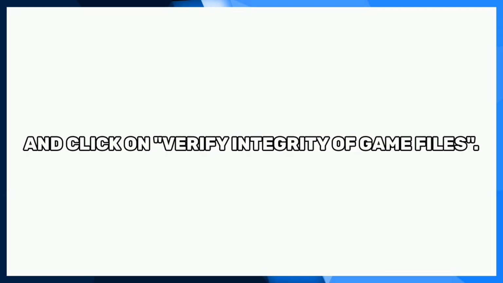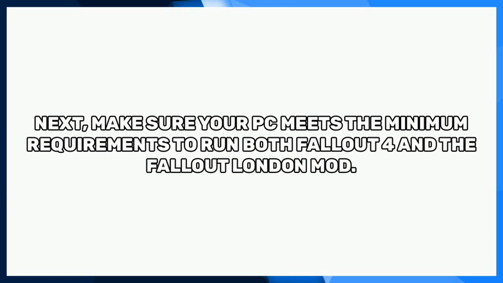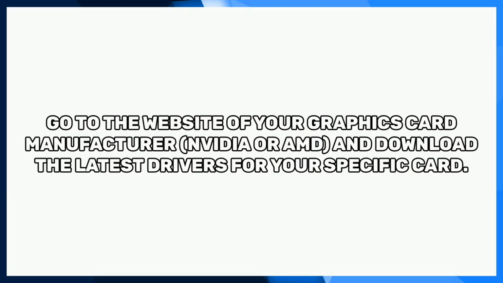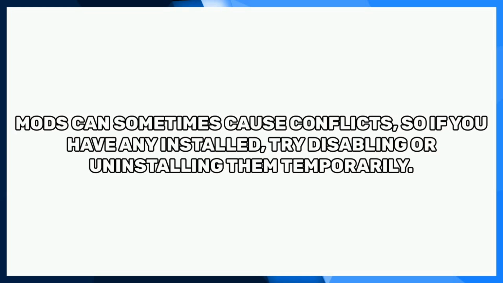Next, make sure your PC meets the minimum requirements to run both Fallout 4 and the Fallout London mod. It's also important to have the latest drivers for your graphics card. Go to the website of your graphics card manufacturer, Nvidia or AMD, and download the latest drivers for your specific card. Mods can sometimes cause conflicts, so if you have any installed, try disabling or uninstalling them temporarily.